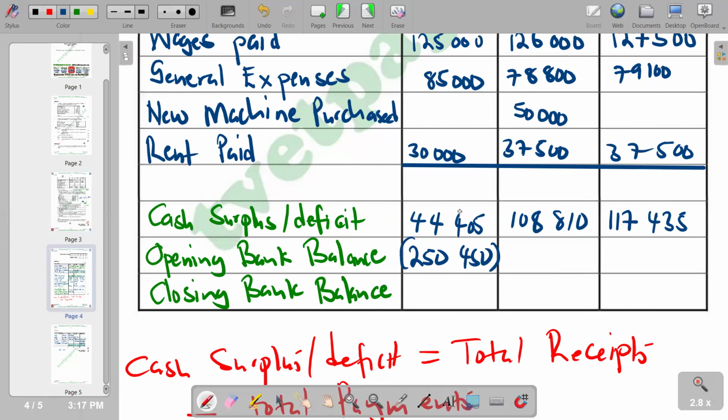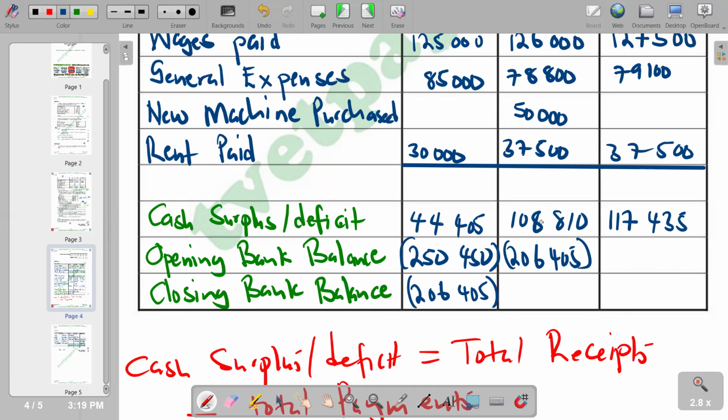We are supposed to show it as a negative. So we are going to say 44,405 minus 250,450, and you get a negative 206,405. And this negative, we are supposed to leave it in brackets, so that it's a negative, and it comes here as a negative 206,405. So we show it in brackets.